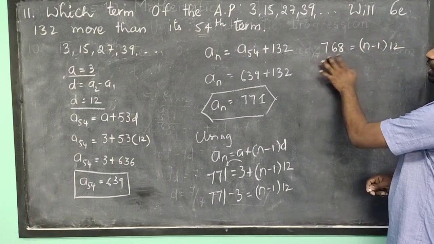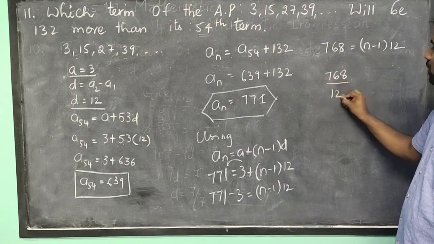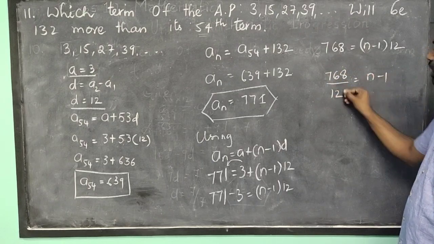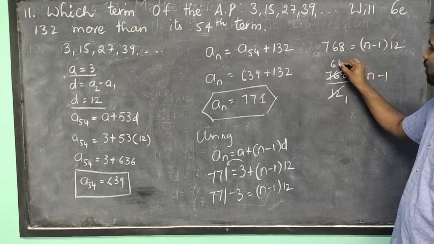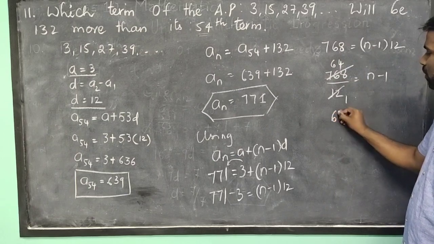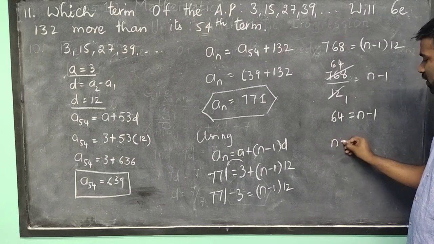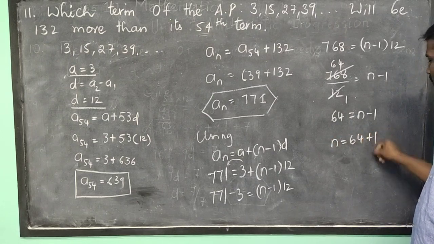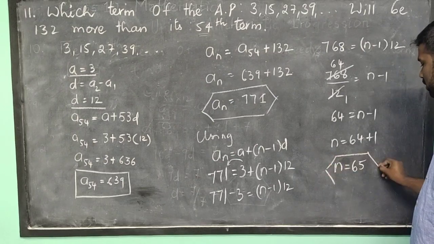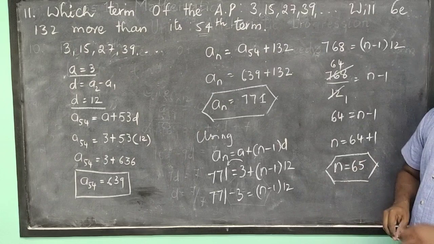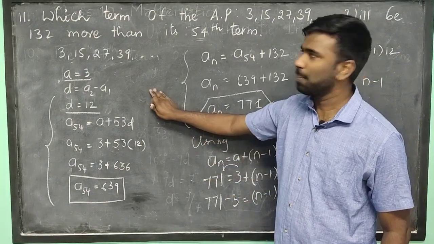Now divide by 12 on both sides, we get 768 divided by 12, which is equal to n minus 1. 12 ones are 12, 12 sixes are 72, 12 fours are 48. Now we get 64 equals n minus 1. Shift minus 1 to LHS, we get n equals 64 plus 1. Therefore n equals 65. What is the value of n? N equals 65.